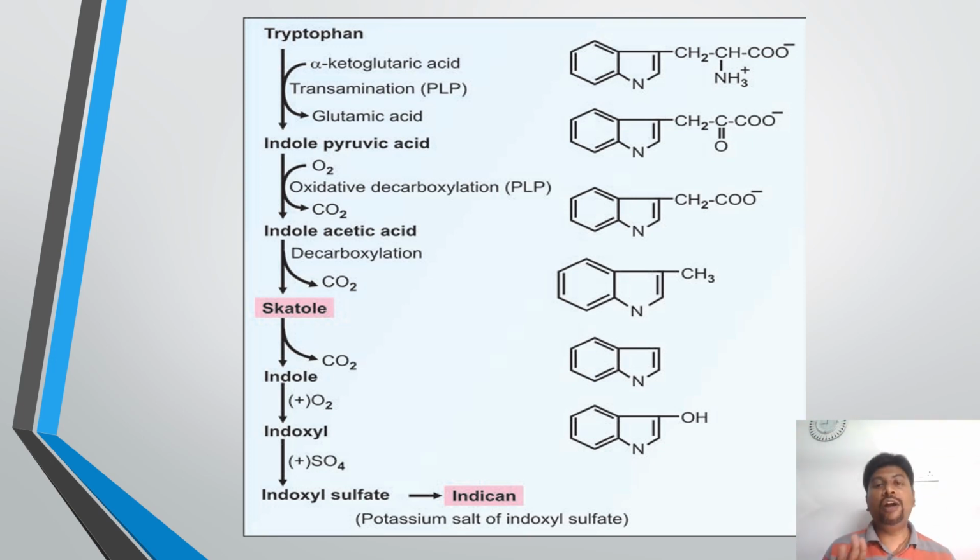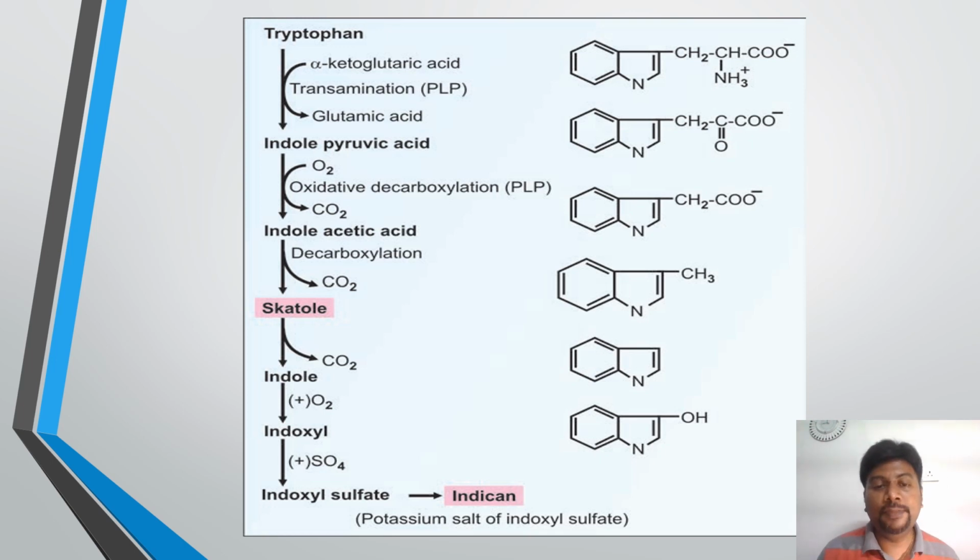Okay, so this is what happens in the minor metabolic pathway. What is the difference between major and minor catabolic pathway? When the tryptophan is absorbed, normally it will go for the major catabolic pathway. So what is the end product in the major catabolic pathway? It will be diverted for glucose as well as ketone body synthesis.